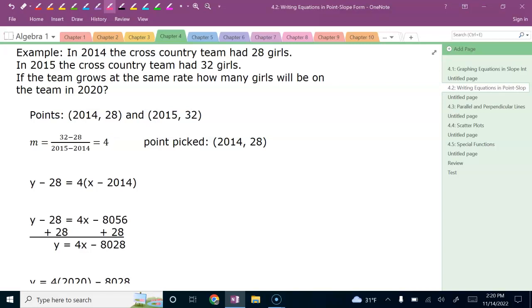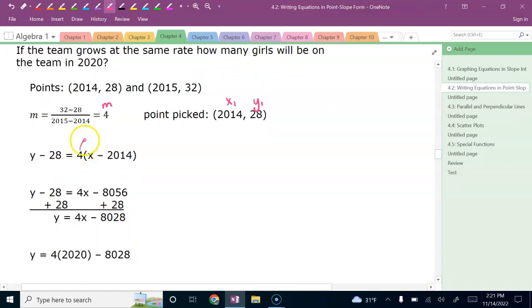Then I plugged it into my point-slope form just like we've been doing before. So your 4 goes in for m, 2014 would be your x1, 28 would be your y1. So it's y minus 28 equals 4 times x minus 2014. Then what they did is they took the equation in point-slope form and they rewrote it in slope-intercept form. So they started by distributing the 4.